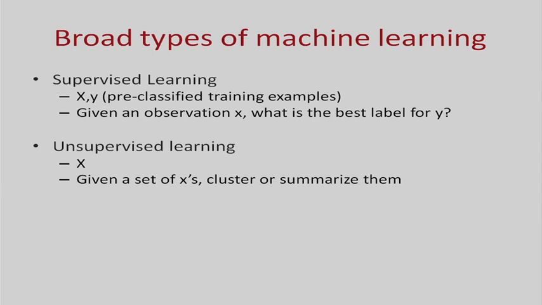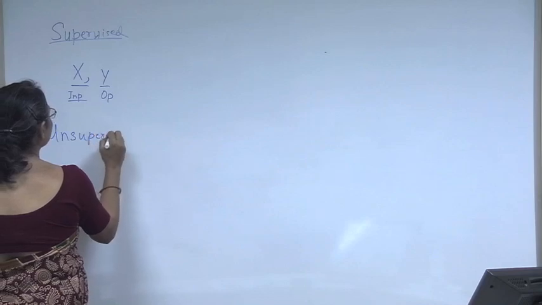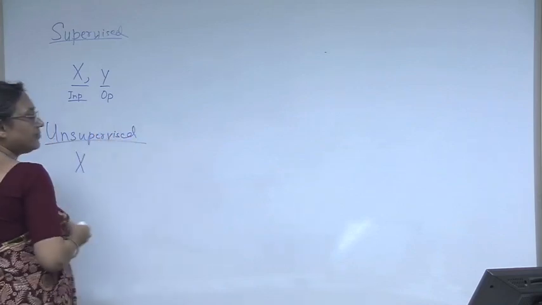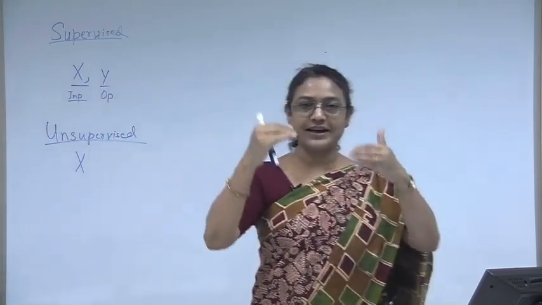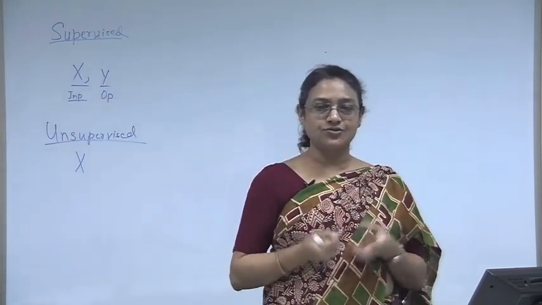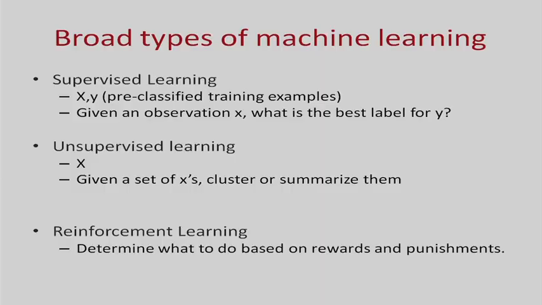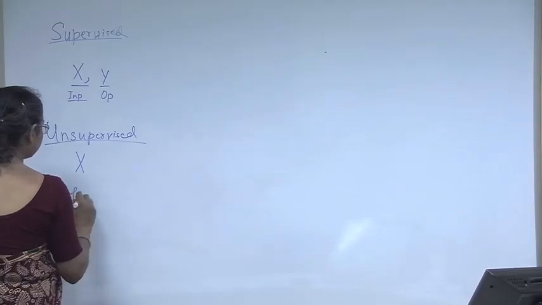Then we have unsupervised learning. In unsupervised learning, you are only given x. There is no label to the data. And given the data, different data points, you may like to, for example, cluster them or summarize them or find some patterns in them. The third type of machine learning is reinforcement learning.